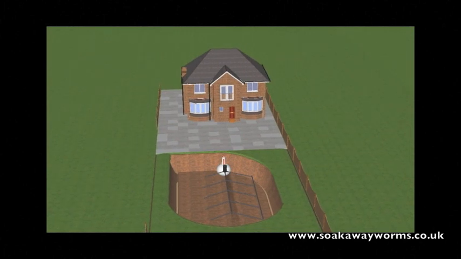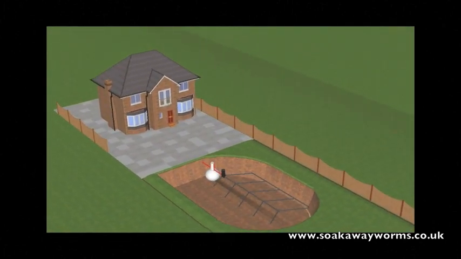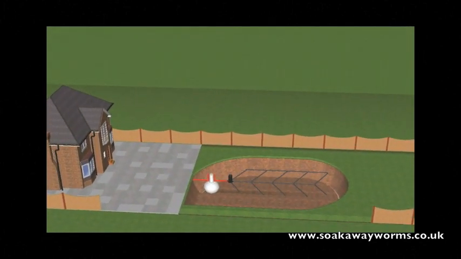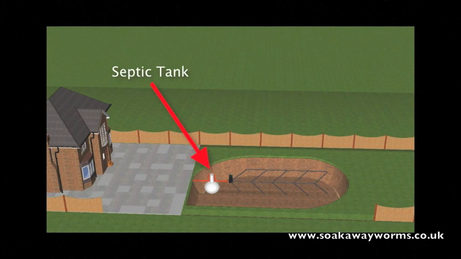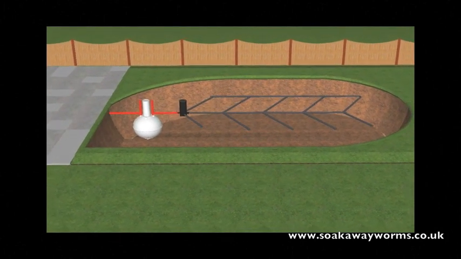So what is a septic tank and soakaway? Well, primarily a septic tank is used in instances where the property is unable to connect to the mains drainage or main sewage system for whatever reason. Septic tanks come in a variety of shapes and sizes. They go underground and they're generally made from plastic or fiberglass.